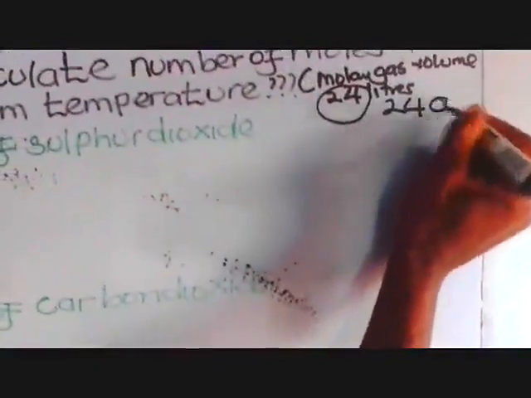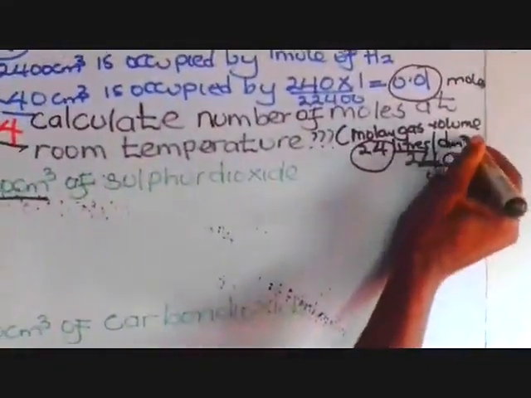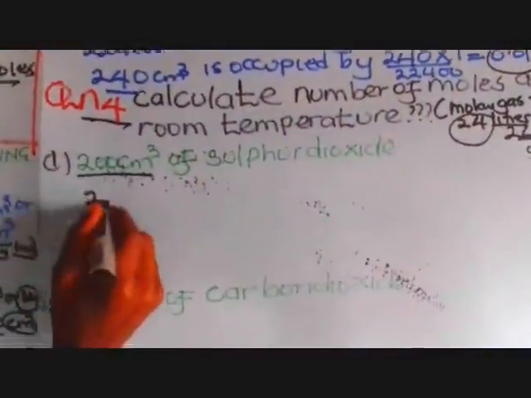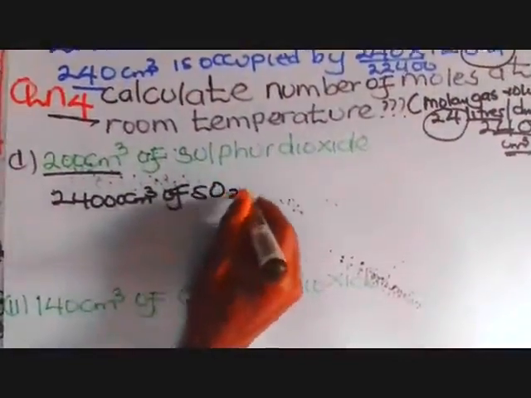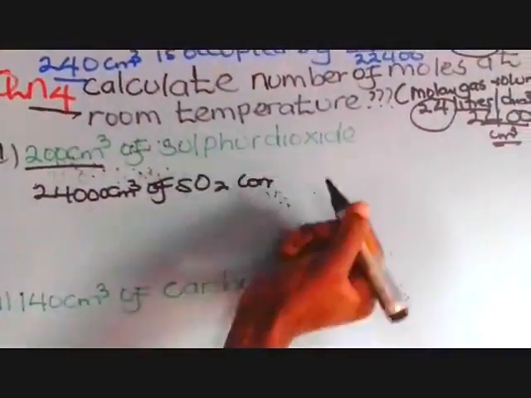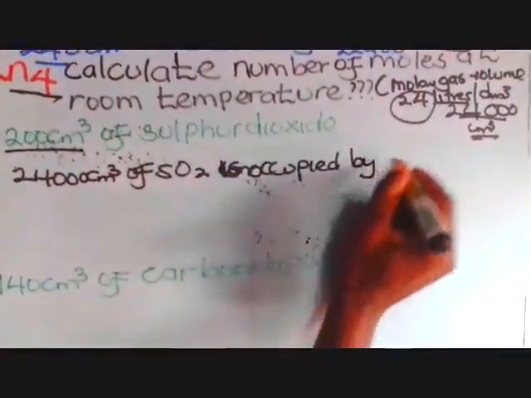Then from there we have a question where they are saying calculate the number of moles at room temperature. So when we say room temperature, we are going to base on 24 liters. But remember, 24 liters you can also get as 24,000 cubic centimeters. The difference is that the units here are liters, here they are cubic centimeters. So when you come here, we are going to use the same idea. If this one is in cubic centimeters, we use cubic centimeters. If it was in liters or decimeters, we use liters or decimeters. So we say here that 24,000 cubic centimeters of sulfur dioxide is occupied by 1 mole.